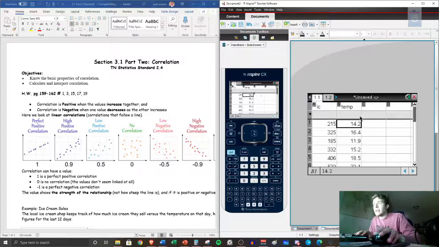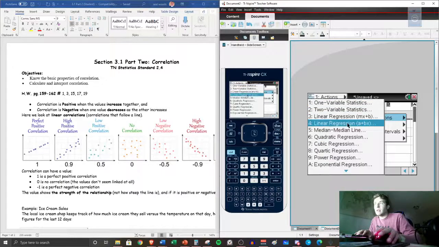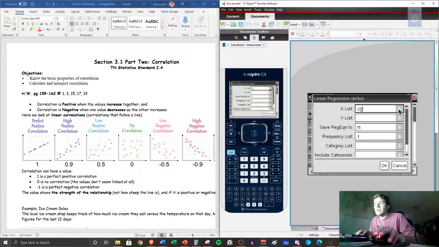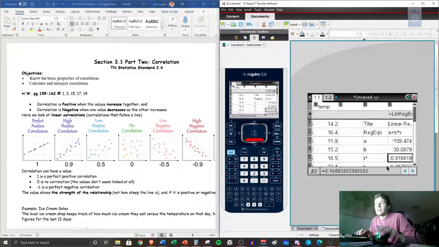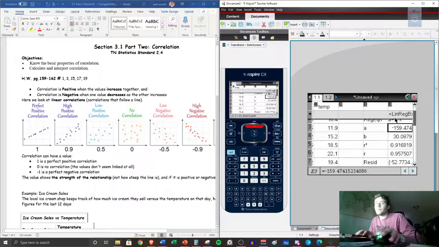So let's go ahead and go back here, go over to the blank column. So we're on the first tab, menu, statistics, stat calculations. We want number 4 here, linear regression. X list is going to be temperature, Y list, ice cream sales, hit OK. That R value, yeah, 0.96 is a very strong, positive linear relationship that we have there, okay? And that's what we wanted to know. All right, really good. Really good.